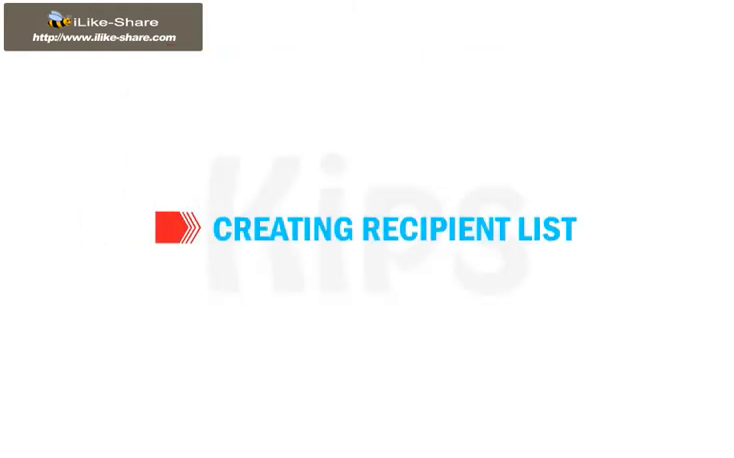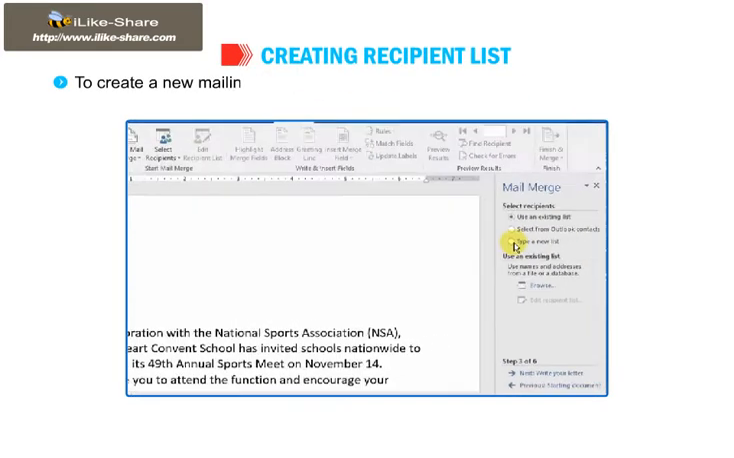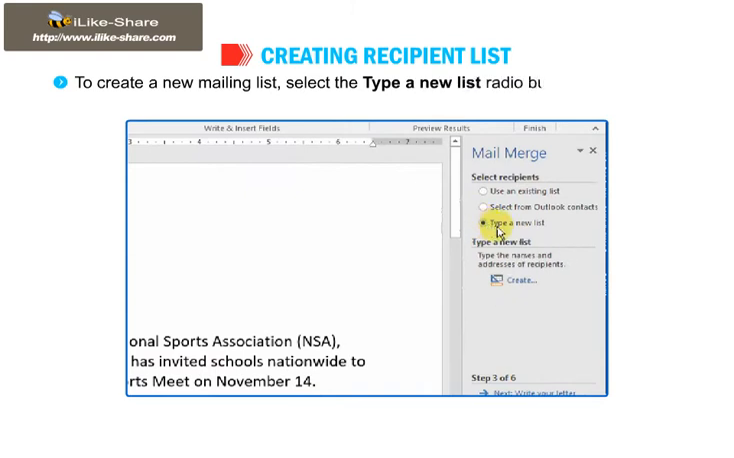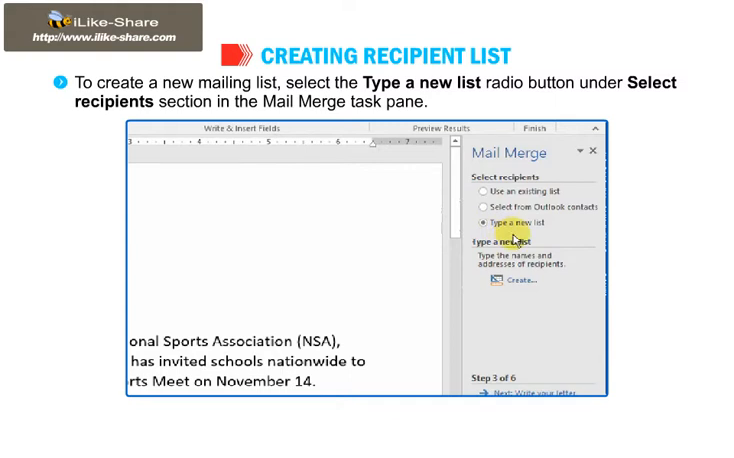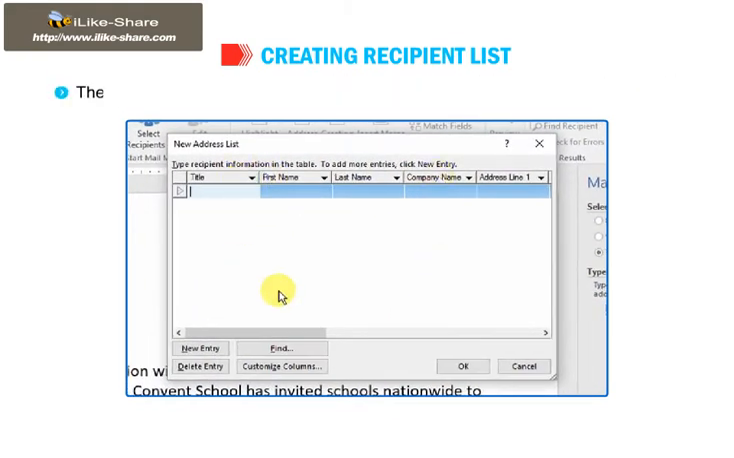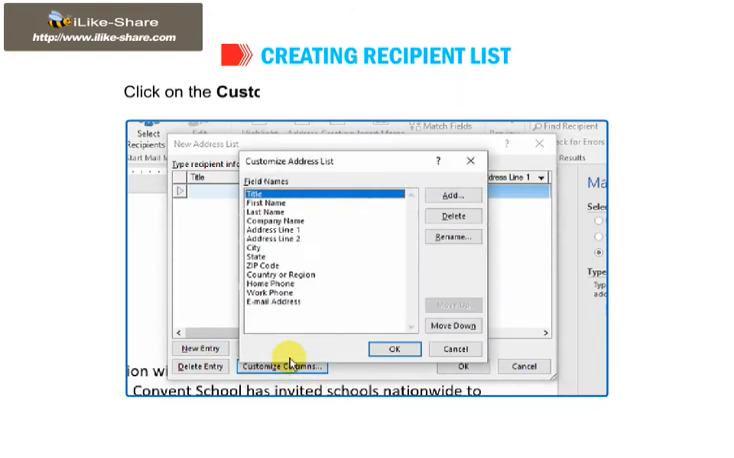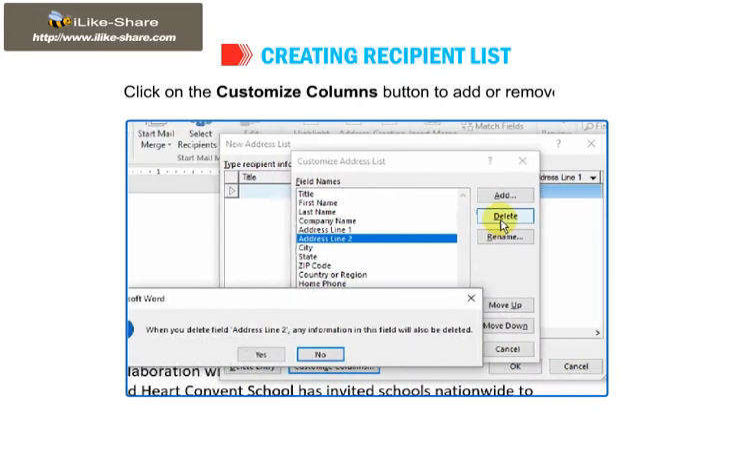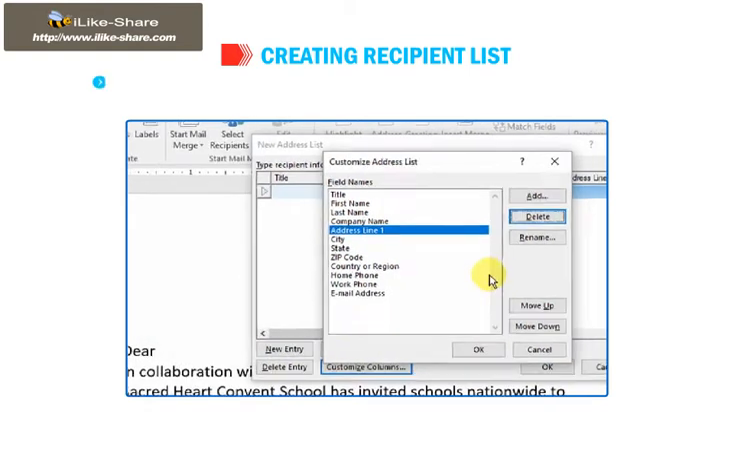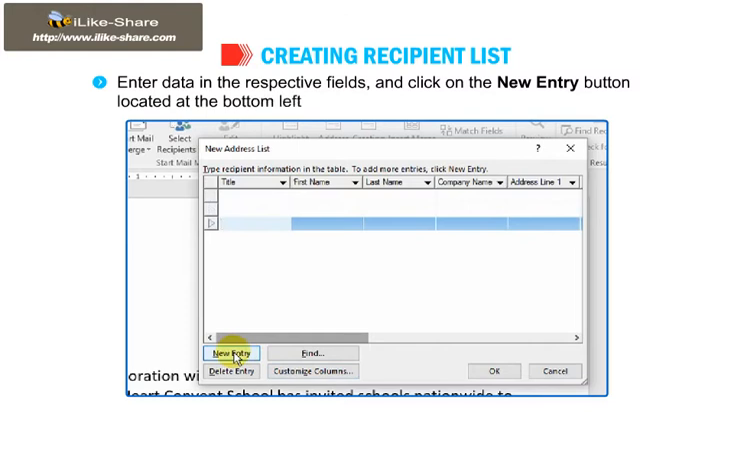Now let me tell you how to create recipient list. To create a new mailing list, select the Type a New List radio button under Select Recipient section in the Mail Merge task pane. Click on the Create option. The New Address List dialog box appears on the screen as shown in the figure. Click on Customize Columns button to add or remove fields. Enter data in the respective fields and click on the New Entry button located at bottom left of the dialog box.